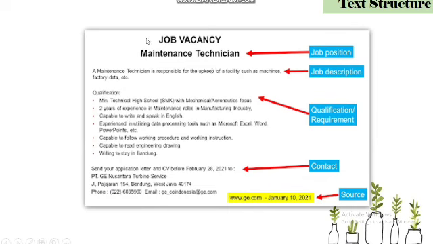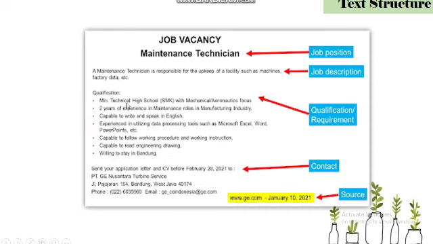Okay, next. This is the example of job vacancies. Jadi ini contohnya job vacancies ya. Nanti kalau kurang jelas bisa di zoom in, zoom out ya. Di sini posisinya adalah job vacancy ini maintenance technician, ini biasanya kita sebut dengan job position. Kemudian maintenance technician itu disebut dengan job description di sini. Kemudian qualification or requirement.